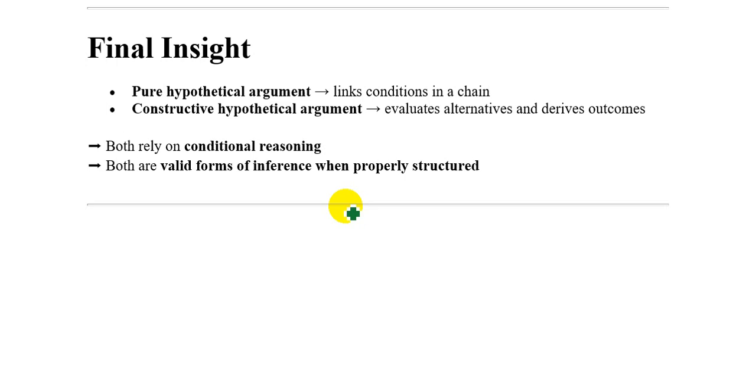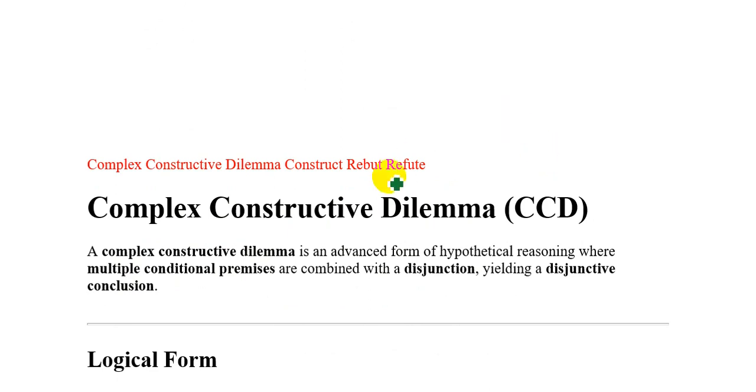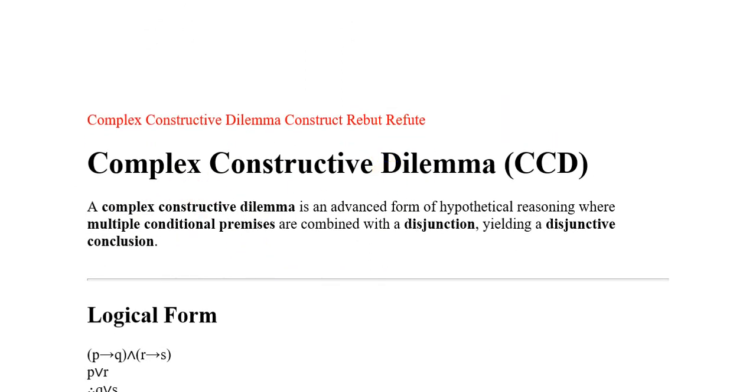Pure hypothetical argument links conditions in a chain. That is, if P then Q, if Q then R, therefore if P then R. Constructive hypothetical argument evaluates alternatives and derives outcome. Both rely on conditional reasoning. Both are valid forms of inference when properly structured. Next, we'll start with complex constructive dilemma, construct, rebut and refute.